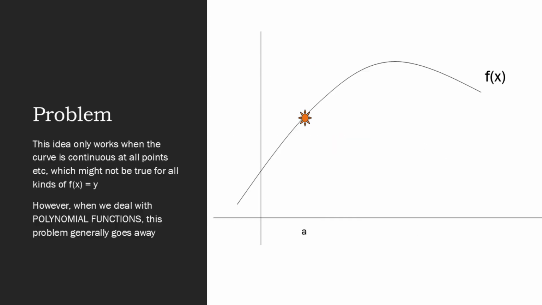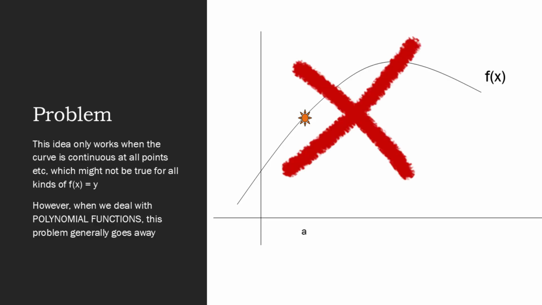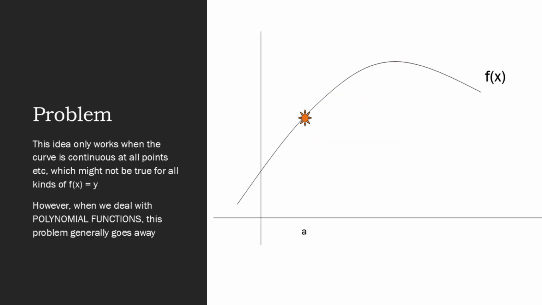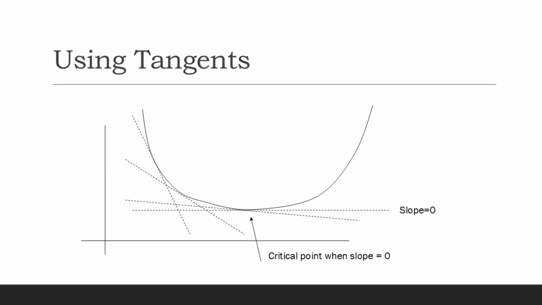The problem here is that if f of x is not continuous, then you have no assurance that what we showed a while ago could happen. However, when we deal with polynomial functions, this problem generally goes away. Therefore, we can use tangents to look for the maximum or the minimum given a curve. And we just use that by taking a look at how the tangent line moves as you go from one point to the other.